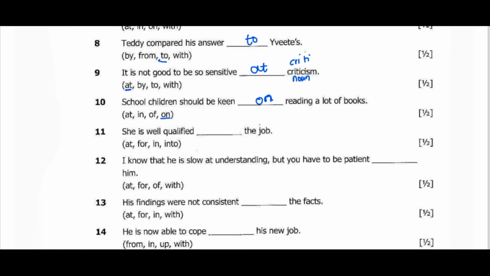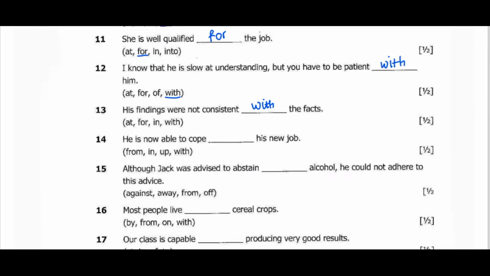She's well qualified for the job. You are qualified for the job. 12, I know that he is slow at understanding, but you have to be patient with him. His findings were not consistent - the facts. Were not consistent with the facts. This means that they were not in line with the facts.